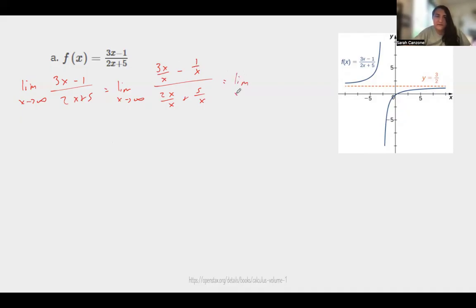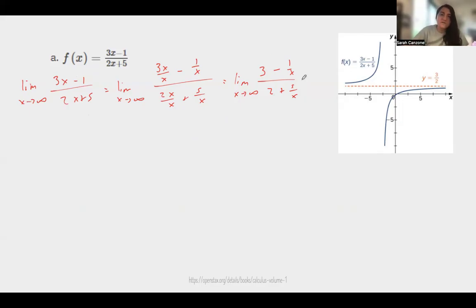So we're going to have the limit as x approaches infinity. 3x divided by x is just 3, minus 1 over x, over, we see here this turns into 2 plus 5 over x. Because if you notice, when you try plugging in infinity, you get 3 times infinity over 2 times infinity, and you're adding and subtracting a little bit, but you're not actually getting an answer. With this method, you will actually get an answer.